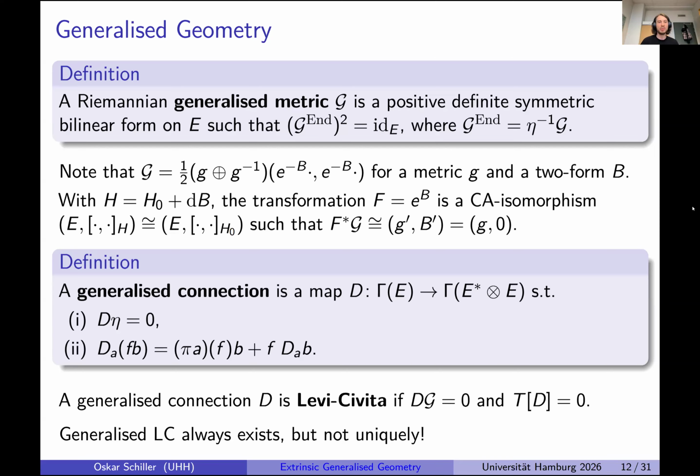And then another very important object is a generalized connection. This is, similarly to a usual connection, defined as a derivation which satisfies a Leibniz rule, namely the pi-Leibniz rule. So the Leibniz rule is modified by the anchor, and you also ask for compatibility with the inner product. A generalized connection is then called Levi-Civita if it preserves the metric and if it is torsion-free. And it is well known that such generalized Levi-Civita connections always exist, but they do not exist uniquely.